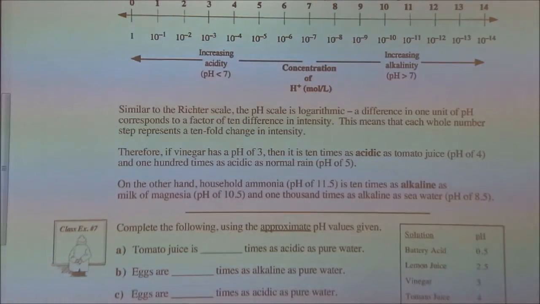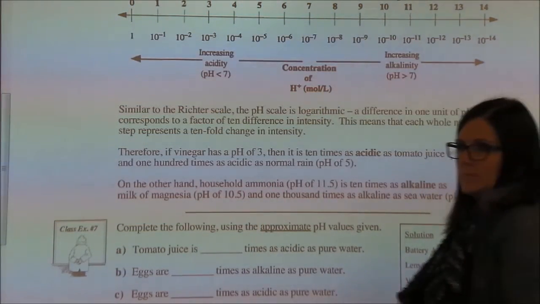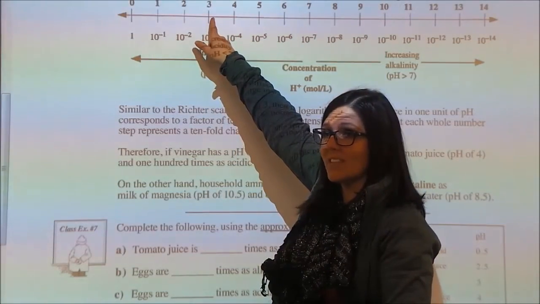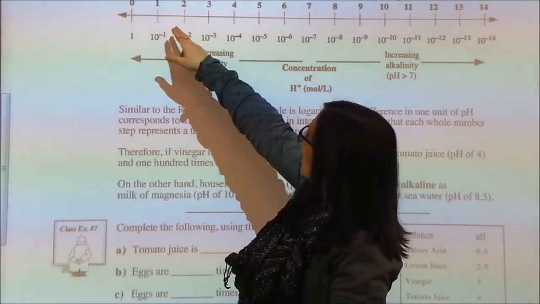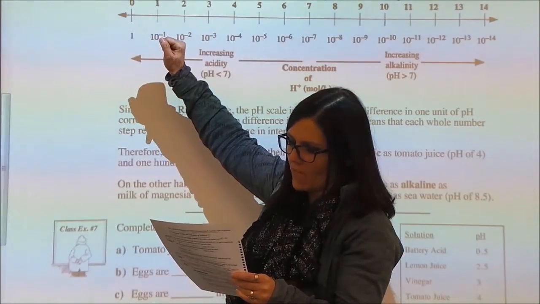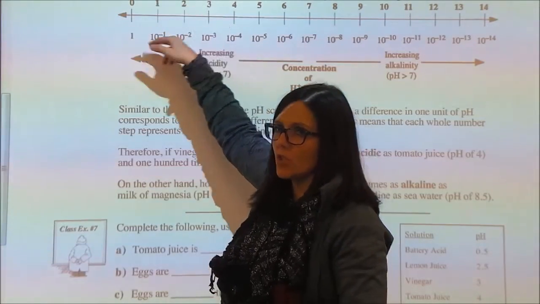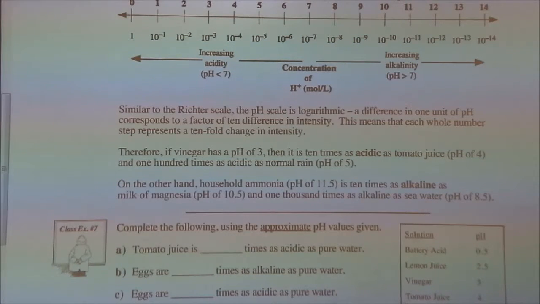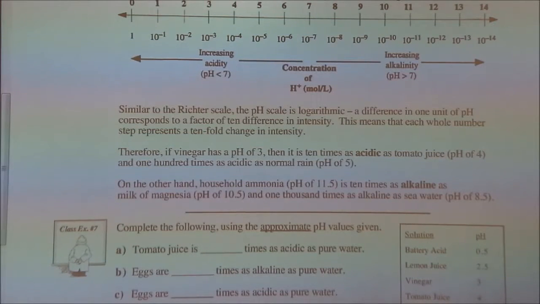So if vinegar has a pH of 3, it is 10 times as acidic as tomato juice that has a pH of 4. Even though 4 is the higher number, because 3 is more acidic, it ends up looking backwards. It also means that, since battery acid is 0.5, vinegar would be 10 to the power of negative 2.5 times as acidic as battery acid, because battery acid is considered more acidic. Again, it has to do with reading the question carefully and being familiar with the pH scale. Household ammonia, which is at 11.5, is 10 times as alkaline as milk of magnesia and 1,000 times as alkaline as seawater, given their pHs.